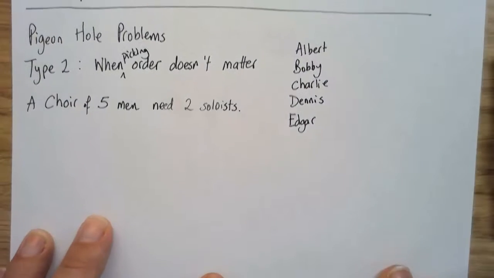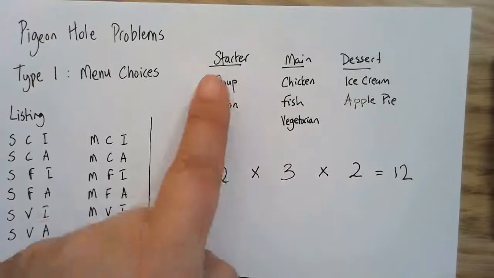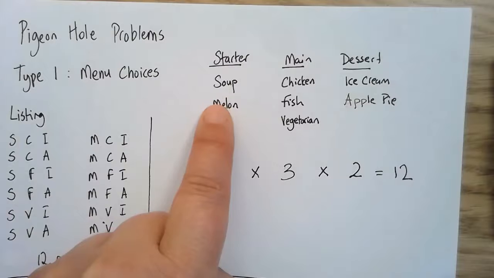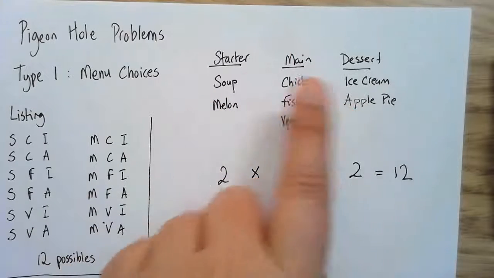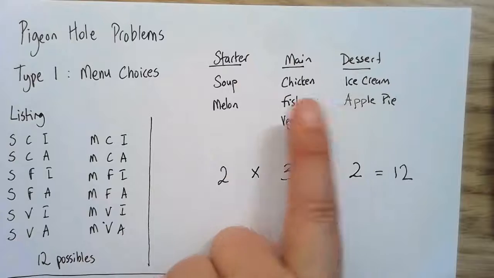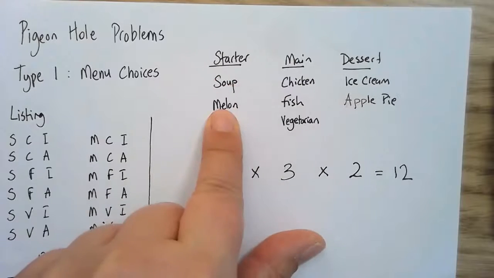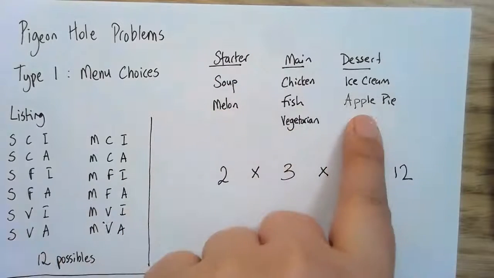Okay, let me just bring this down again. You only get to choose these two from a starter, you only get to choose these three from main and these from dessert. The picking order matters because this is going to be in the first place, this is going to be in the second place, and this is the third place.